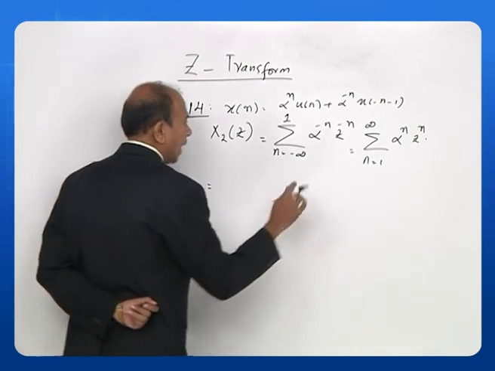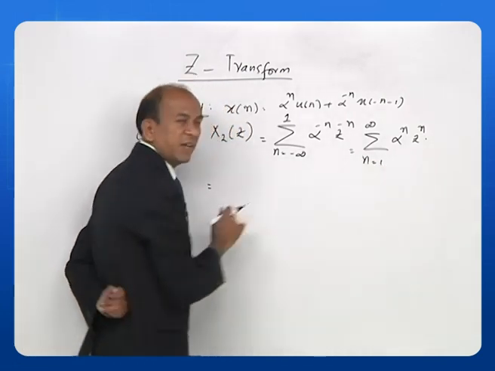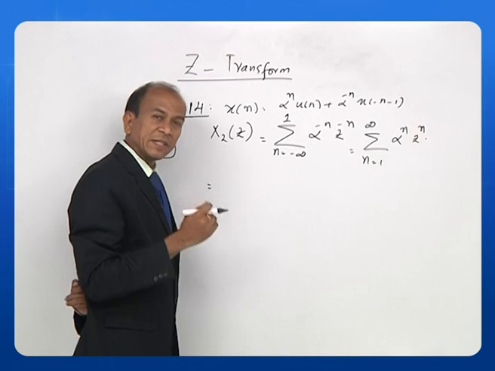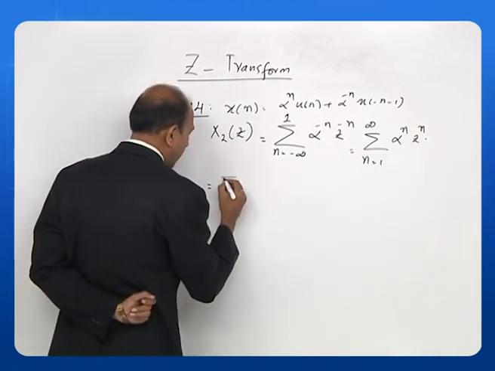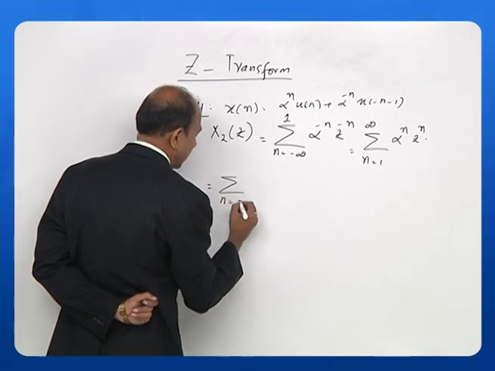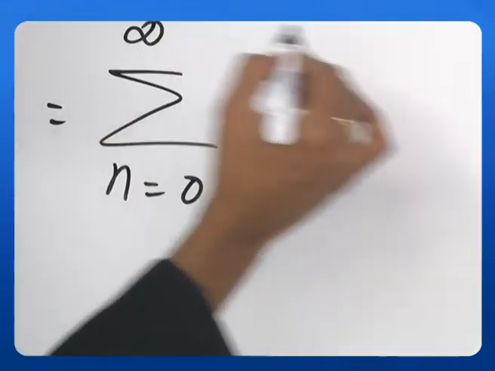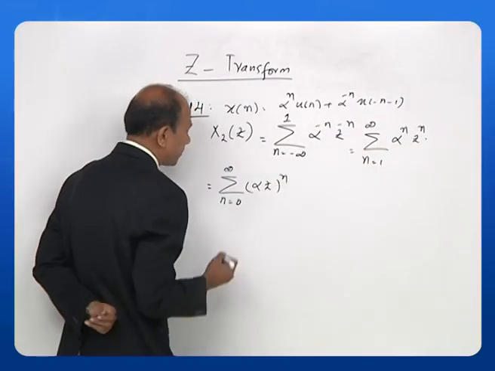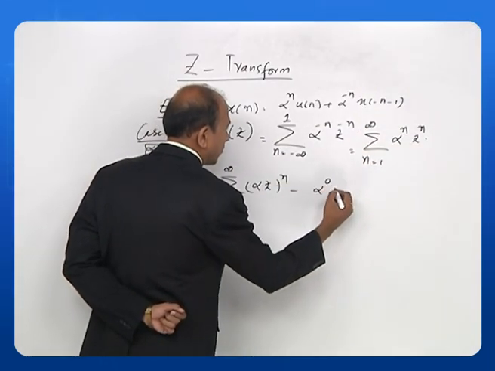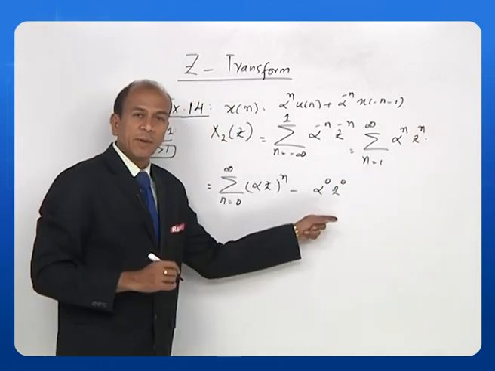So, again the problem is we have a summation starting from 1. So, let us make the summation start from 0 and subtract it. What I will do here is I will add the 0 term here and then subtract there. So, this will be alpha^n z^-n minus alpha to the power of 0 z to the power of 0.